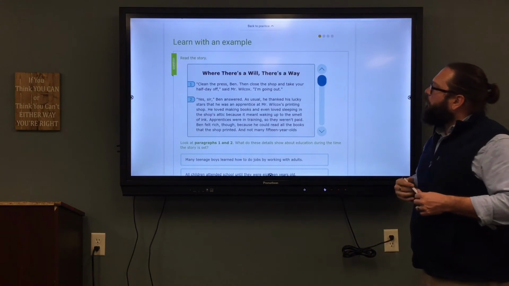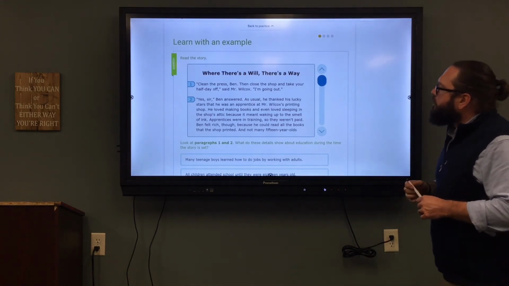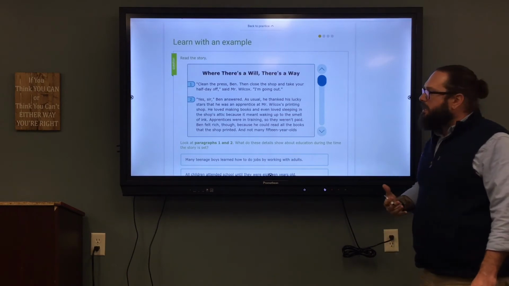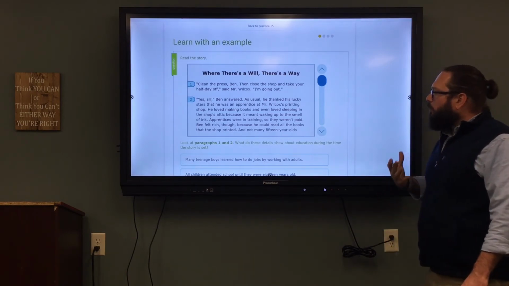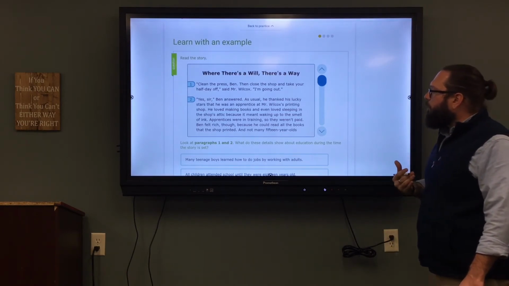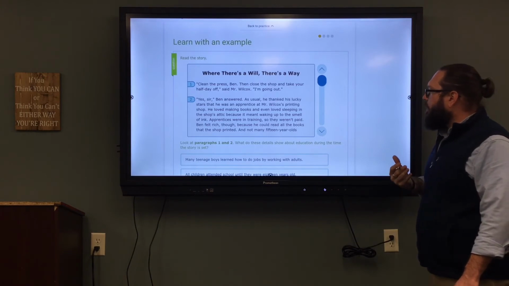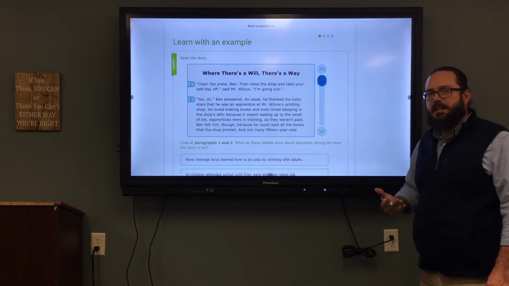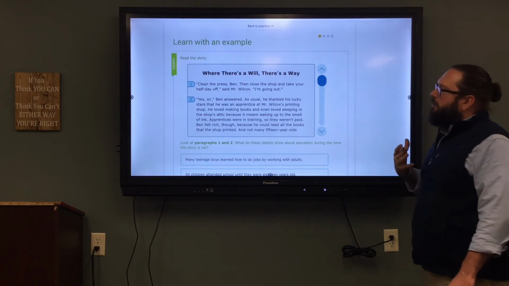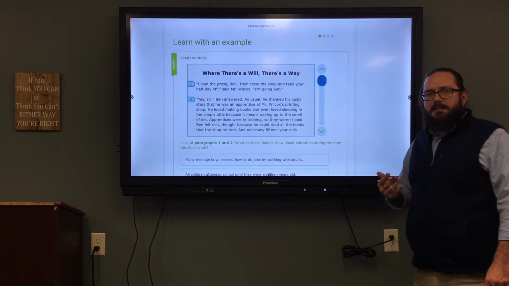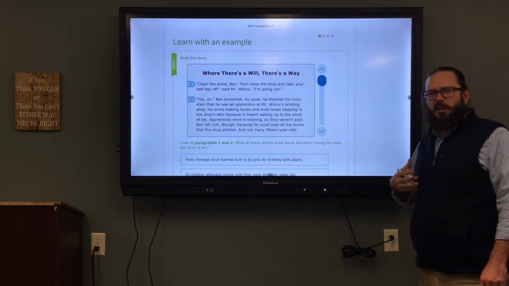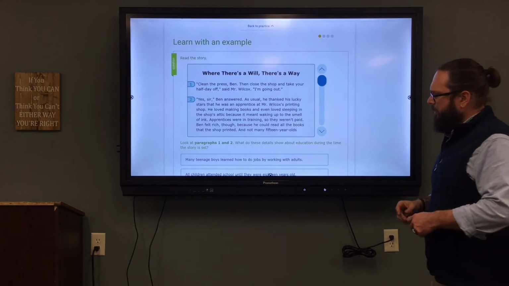In this example, we're going to be looking at the first 2 paragraphs of Where There's a Will, There's a Way. And as we read, we're going to be looking for details that show about education during the time that the story is set. So, as we look over these paragraphs, let's see what clues stick out to us to help us see what education was like during that time period.